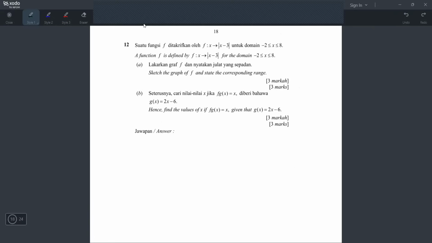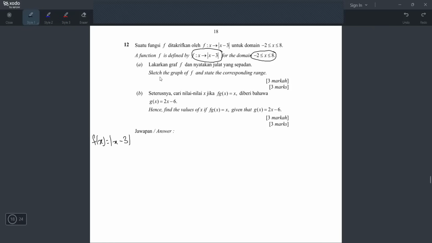I think this is a function. Let's read the question. The function f is defined by this. Let's write it down. f(x) equals modulus of x minus 3 for the domain x between negative 2 and 8. Sketch the graph of f and state the range.